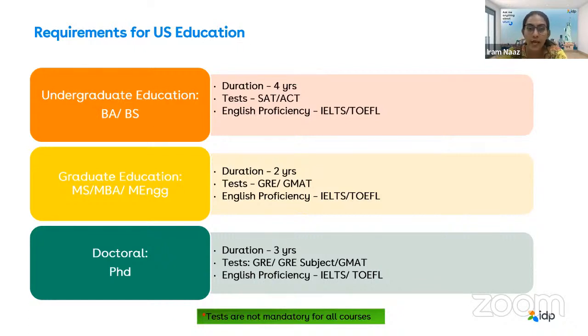And for the PhD, if you're planning that, then the duration will be 3 years, and GRE and GMAT are not that mandatory again, and English proficiency is mandatory.